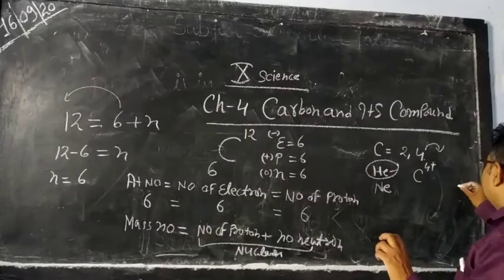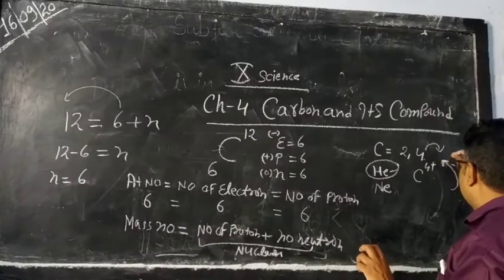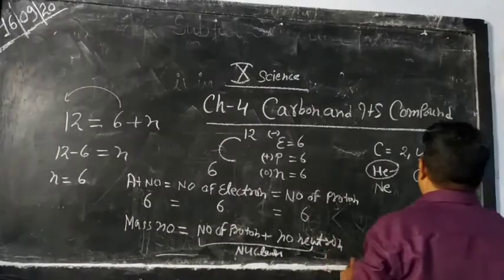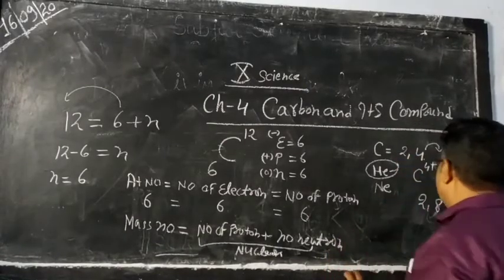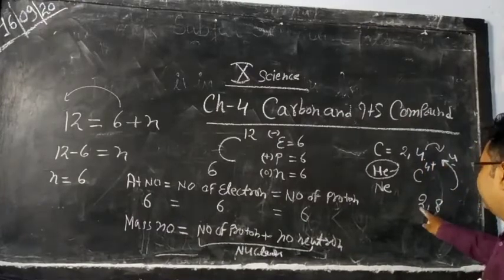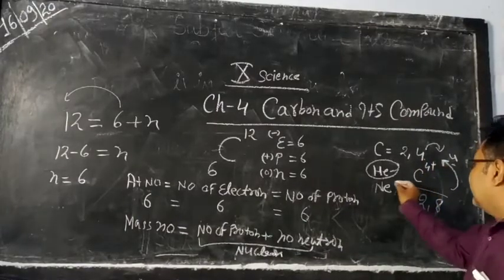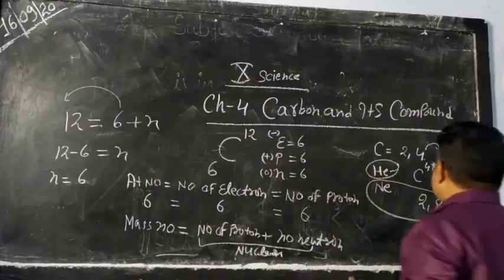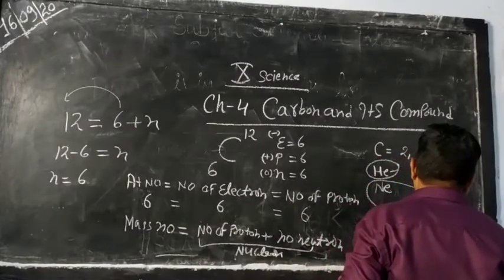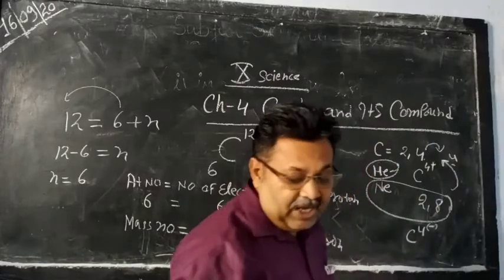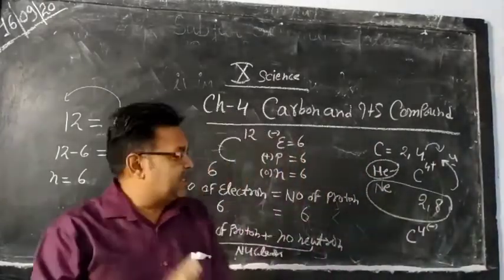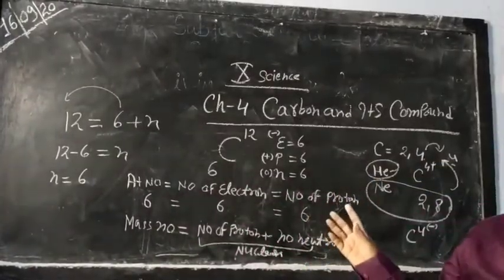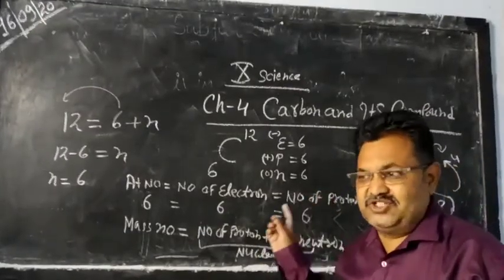In the other case, when carbon accepts 4 electrons to complete its octet, its configuration becomes 2, 8, which is that of the nearest inert gas, neon. So in this case, carbon acquires a 4 negative charge. It means it forms an anion. So carbon forms a 4+ cation as well as an anion. That's why it is known as a unique element. This is the first reason.